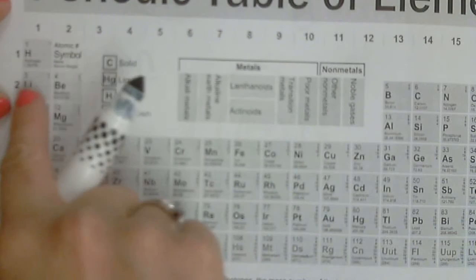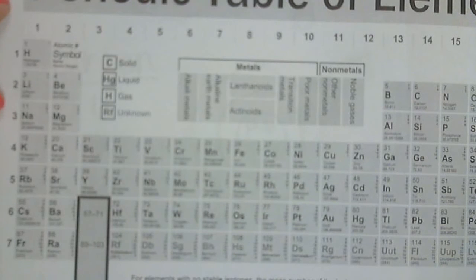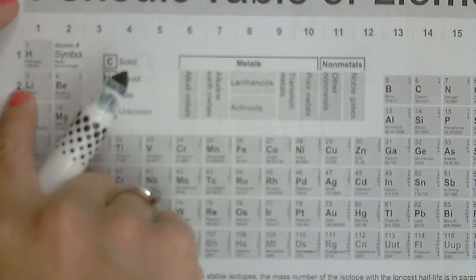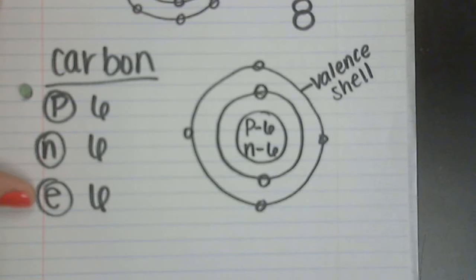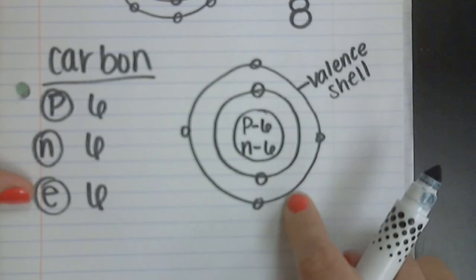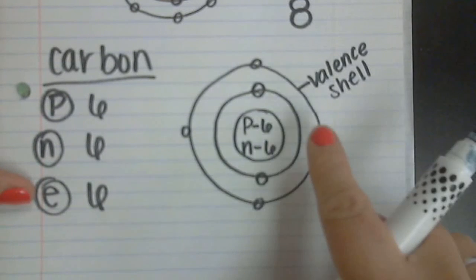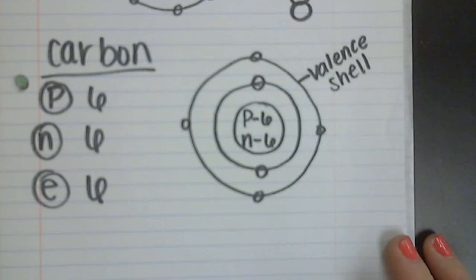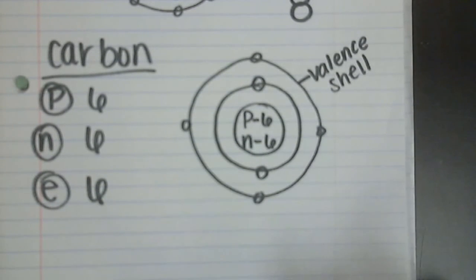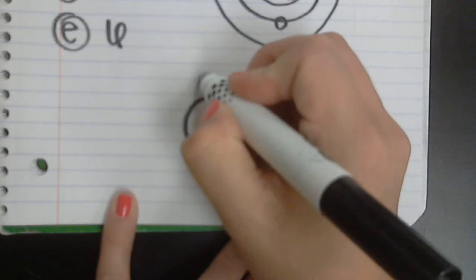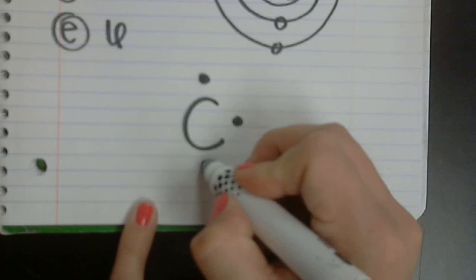Your row will actually tell you how many shells that specific element will have. So carbon is in row number 2, so it should have 2 shells. If I go back to my drawing, here's my nucleus, first shell, second shell. 2 shells, 4 valence electrons, and I can get all of that information from my periodic table. The important thing is carbon and its 4 valence electrons, this is what makes carbon so very important.